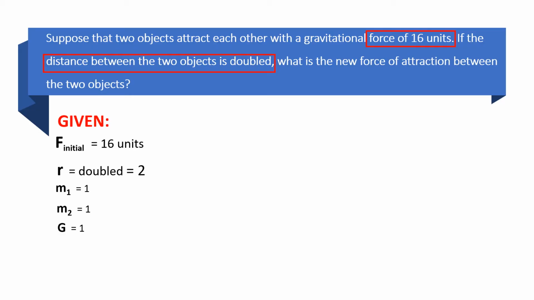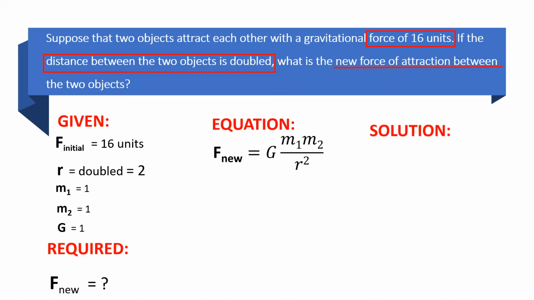Since ang hinahanap dito is the proportionality, to show the proportionality between force, masses and the distance. So, for this, the required was already given in the problem. We need to find the new force of attraction between the two objects. So, let's have F new. Okay. So, you know the equation, and that is F is equal to G M1 M2 over R squared. Now, we can proceed with the solution.